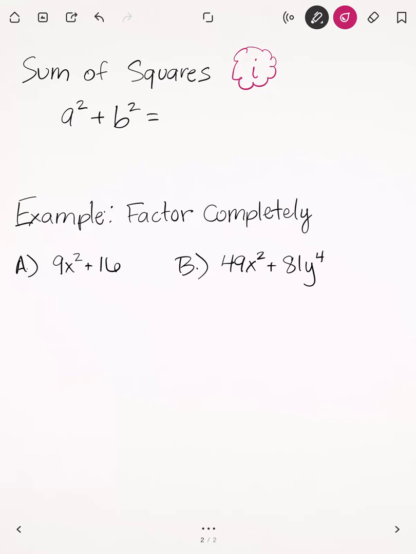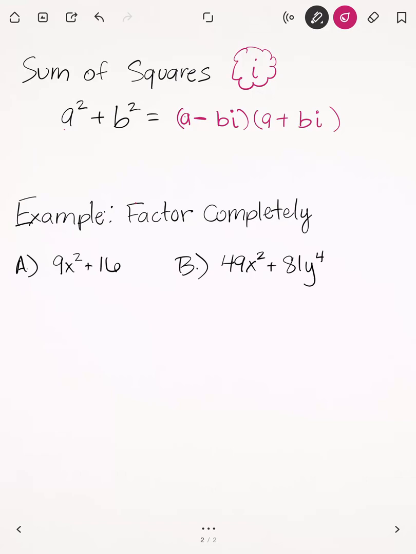So when I notice I have two perfect squares being added, it's very similar to the other one. I take the square root of both of my terms, and I have 1 plus, 1 minus, but the only difference is now the b part gets the i. So this would be how we factor a sum of squares.